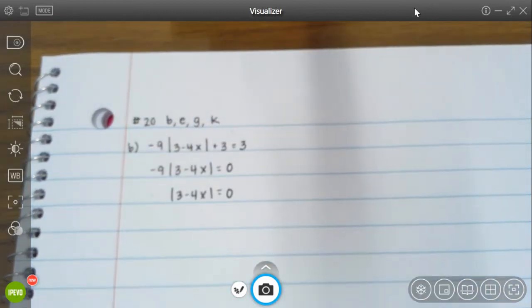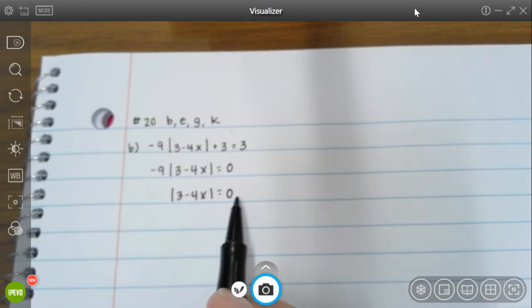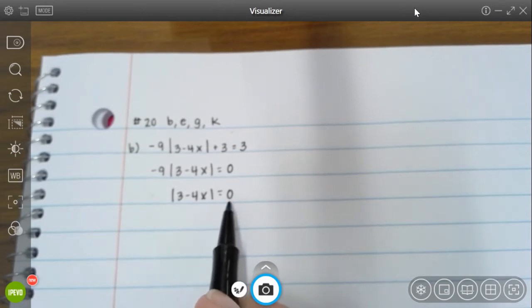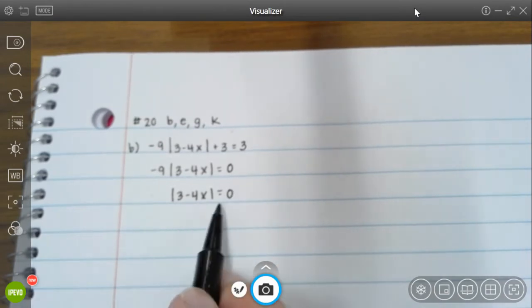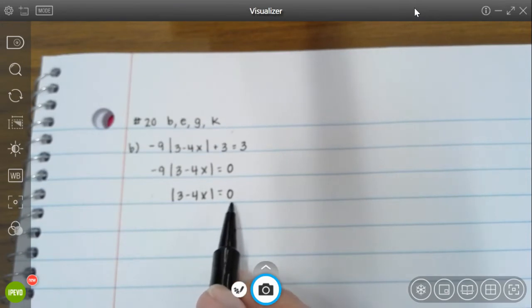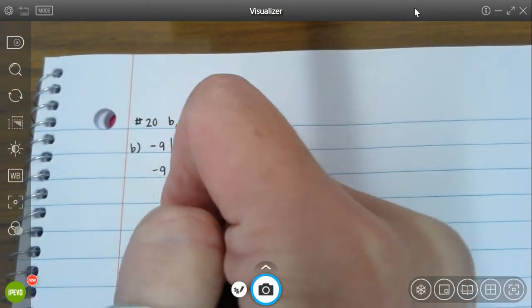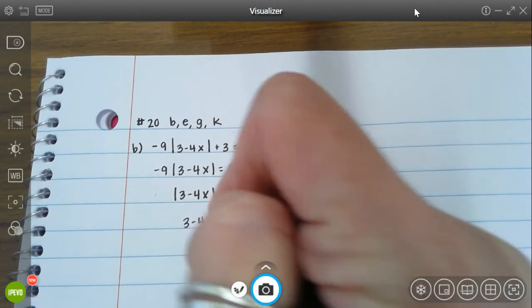So at this point, this is where I'd want to split my equations. But if I split this into two equations, remember that we want to keep one equation with the positive constant and one equation with the negative constant. If I try to split this up into two equations, it just gives me a 0. So this is a special case where when we have an absolute value equation, we're actually only going to end up with one equation because we're just going to set 3 minus 4x equal to 0.